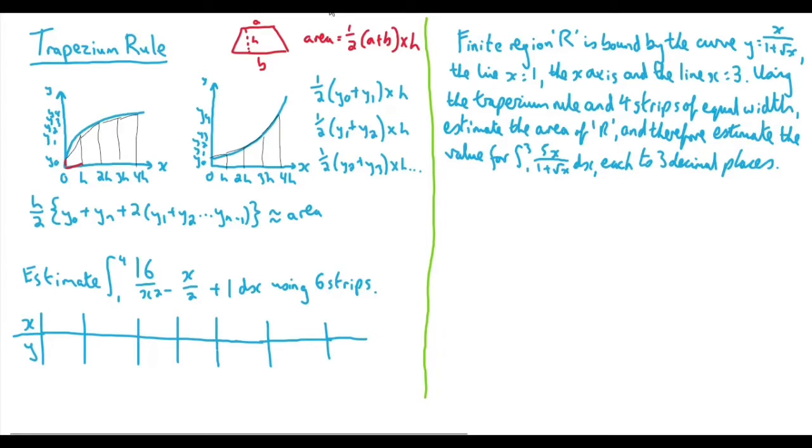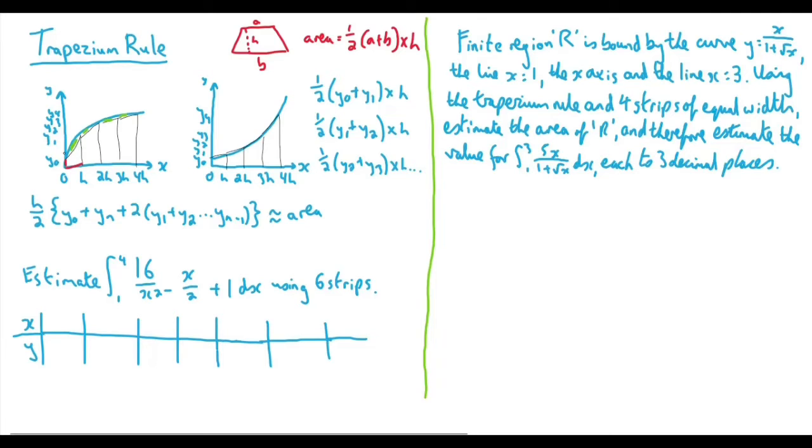The reason why this is only an approximation is because, as you can see here, this trapezium is not fully filling this area. You've got this bit here, which is not being accounted for. Same here, here, and here.